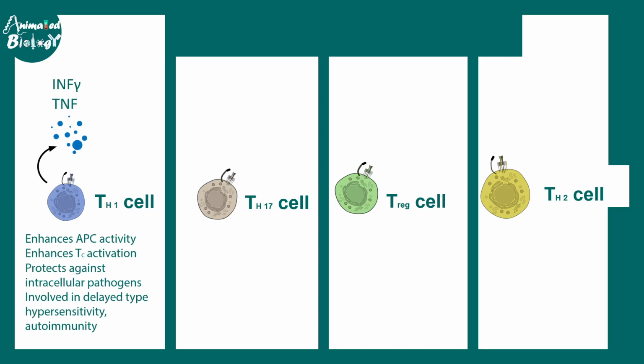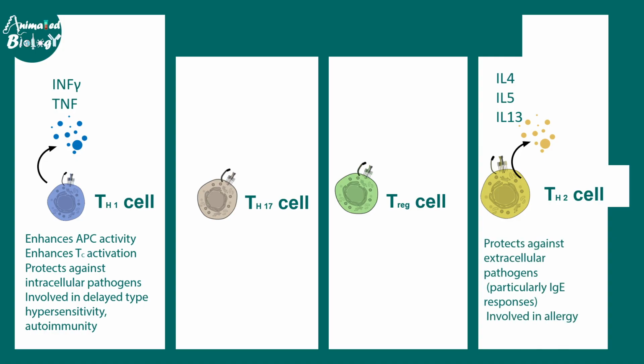So the Th1 cells enhance the APC activity, enhance T cytotoxic cell activation, and protect against intracellular pathogens, but they are also responsible for hypersensitivity and autoimmune responses. The key cytokines that are secreted by these cells are interferon gamma and TNF. On the other hand, Th2 cells secrete cytokines like IL-4, IL-5 and IL-13. Th2 cells participate in protection against extracellular pathogens. Especially, they help in the IgE mediated response and are involved in allergic responses.